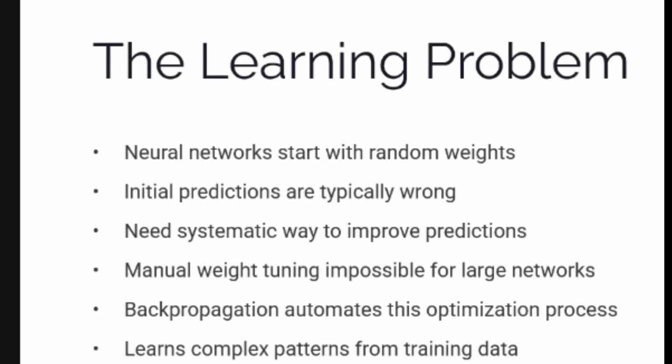The learning problem. Imagine you're trying to teach a computer to recognize cats in photos. Neural networks start completely random, like a newborn baby who knows nothing. Initially, the network will guess randomly whether an image contains a cat or not. If we had a small network, maybe we could manually adjust it. But modern networks have millions or billions of parameters. Backpropagation automates this tuning process.